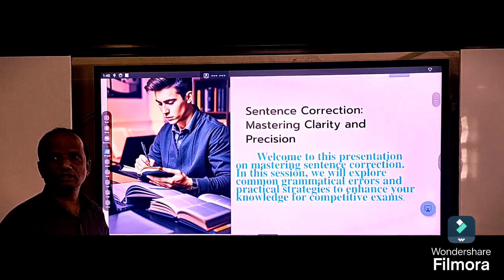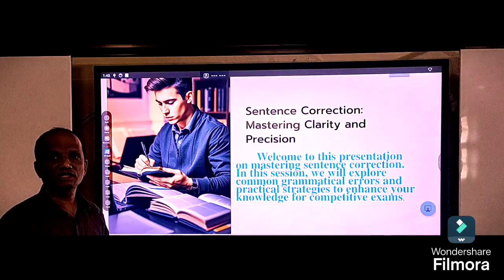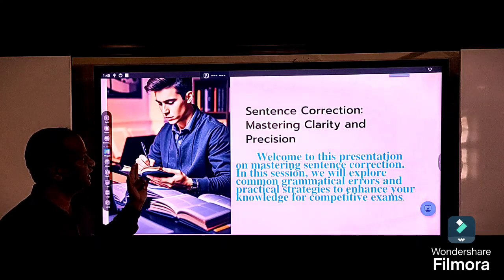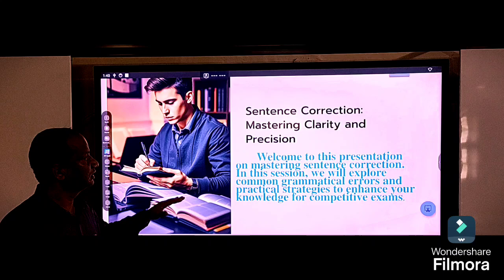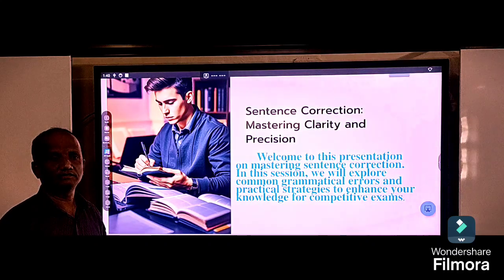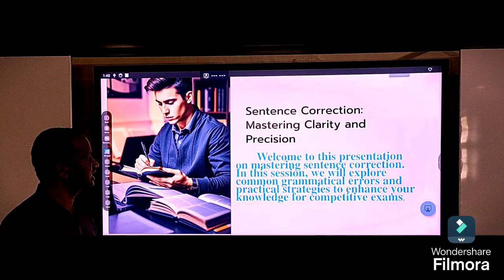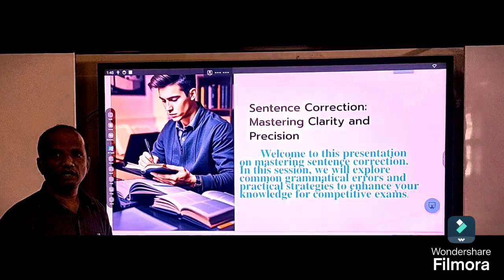My dear friends, in our competitive exams, there are questions on sentence correction. The sentence consists of some errors, and we have to find that error from the sentence and try to rectify that error. So, welcome to this presentation on mastering sentence correction. In this session, we will explore common grammatical errors and practical strategies to enhance your knowledge for competitive exams.